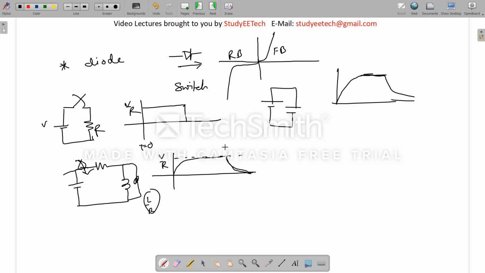Other things, the switch. When a switch is in on state, it carries the current, but the voltage is 0, because whenever it is on, no voltage is there across it. When it is in off state, the current is 0 and the voltage across it will be there. So remember this thing.